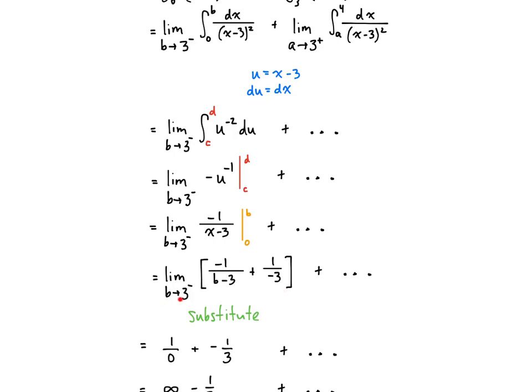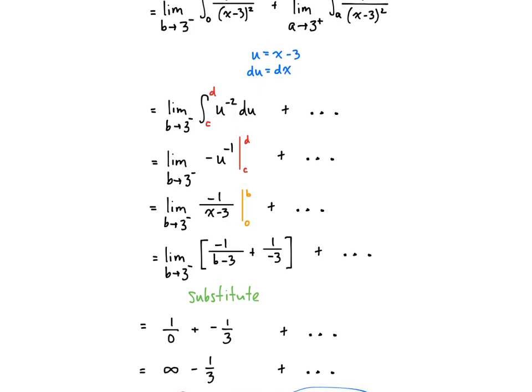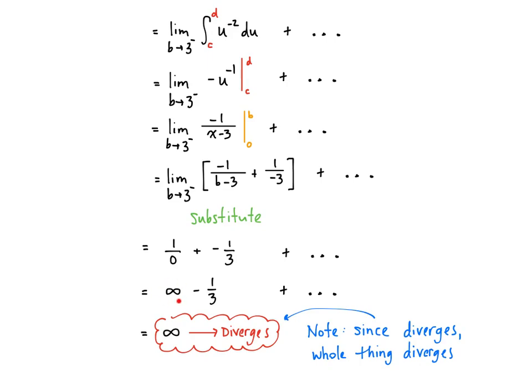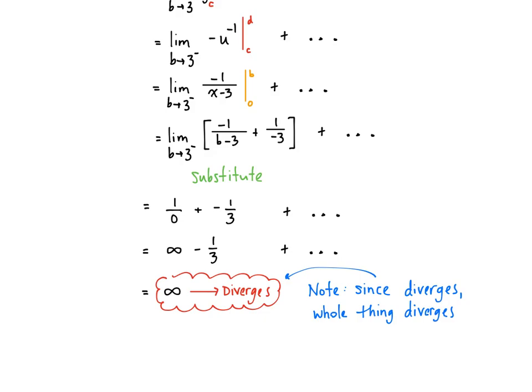So now we can use that substitution. I'm going to let b equal 3, and when we do, we're going to get 1 over 0 plus negative 1/3. So 1 over 0 just goes to infinity. Infinity minus 1/3 is still infinity. Since this piece diverges, I don't need to go through that second integral or that second limit. Since this piece diverges, the entire thing diverges.